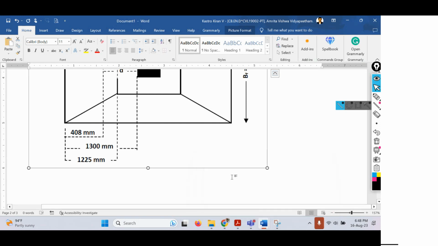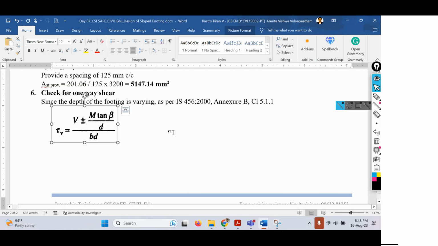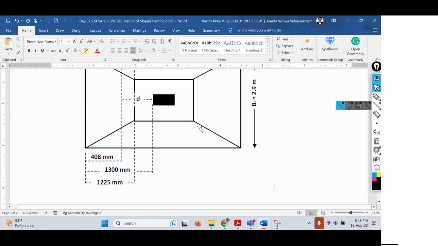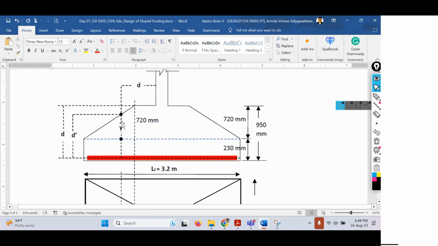Let me copy this one and paste it here. Yeah. So understanding this diagram is very, very much important. Here I have given all the values, so it may be confusing for you. So I'll explain it one by one.